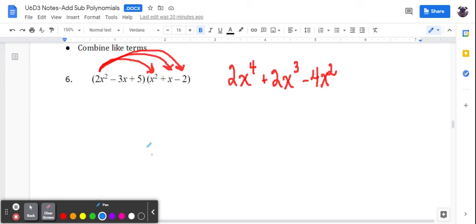Change colors here. So now we're just going to move down the line, and we're going to take that negative 3 and do the same thing with that. So we're going to take negative 3 times x squared, negative 3x, and distribute that. So negative 3x times x squared is negative 3x to the third. And I'm going to line it up underneath this term here, because we're going to combine those in just a second. Negative 3x times an x is negative 3x squared. And negative 3x times negative 2 is positive 6x.